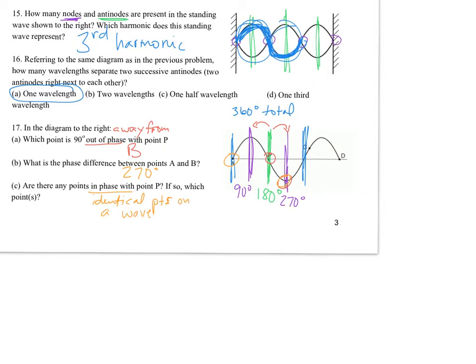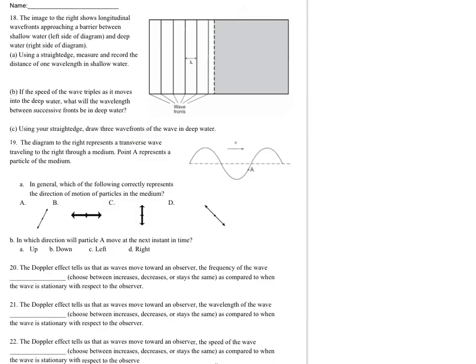Okay, so anything that's identical to P is actually D. Question 18 is an image to the right showing longitudinal wavefronts approaching a barrier between shallow water, which is here on the left side.